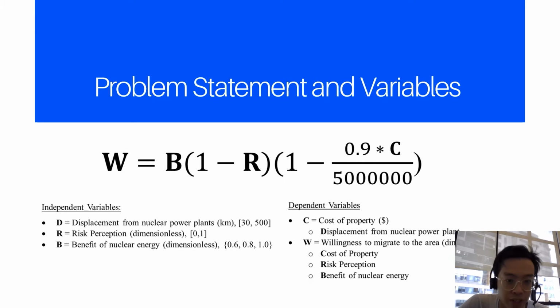Benefits of nuclear energy denoted by B in the problem solution is a multiplier. As the number increases from 0.6 to 0.8 to 1, the willingness of migration will increase. And as for the risk, 1 minus risk is a multiplier as well. So as risk increases to 1, which means the individual will think that it's very risky, the willingness will drop to 0. So now I'll pass on the time to JunBin, who will continue the rest of the presentation.